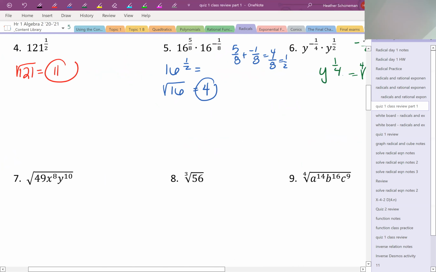Okay, number 7, we're taking the square root of that number. Well, the square root of 49 is 7. And the square root has an invisible 2 there, so we're looking for groups of 2. There are 4 groups of 2 in 8, and there are 5 groups of 2 in 10.